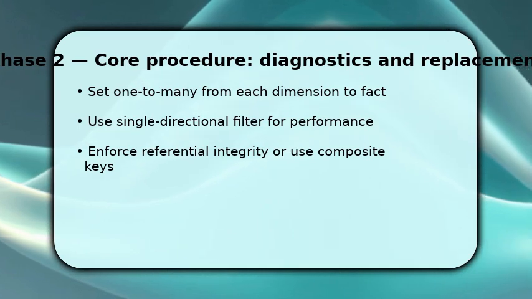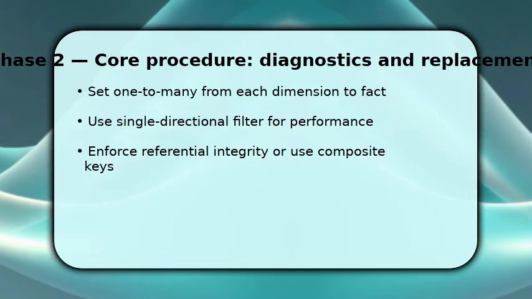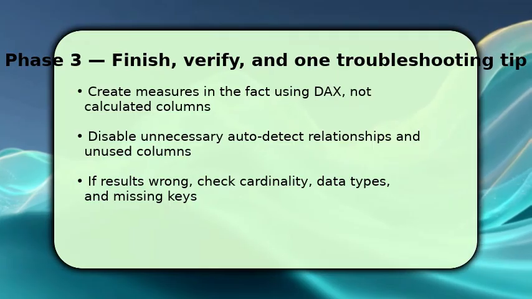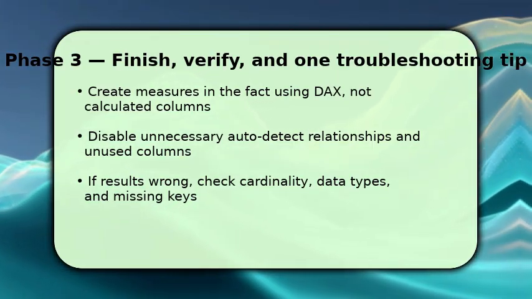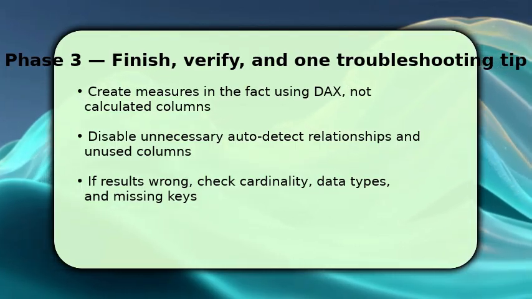Finish by optimizing. Write measures in DAX on the fact table rather than calculated columns to save memory and maintain flexibility. Then hide technical columns and disable auto-detect relationships to keep the model stable. Add a final check. Build visuals that slice by dimensions to ensure expected behavior.